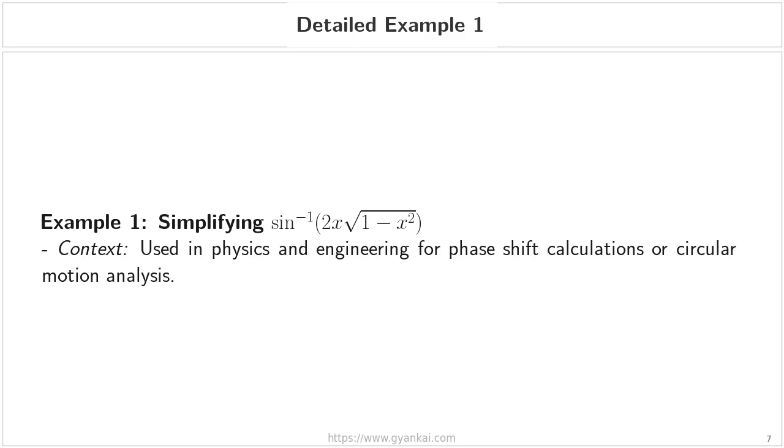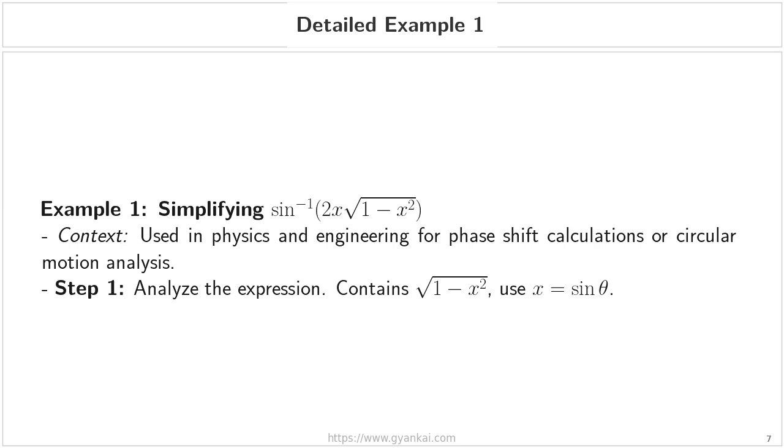Detailed example 1. Now that we have covered the theoretical framework and the substitution guide, let's apply these concepts to a practical problem. Please look at example 1, where we are tasked with simplifying the inverse sine of 2x times the square root of 1 minus x squared. Before we dive into the math, it is worth noting that this specific type of simplification is not just an academic exercise. It is frequently used in physics and engineering, particularly when calculating phase shifts or analyzing circular motion.